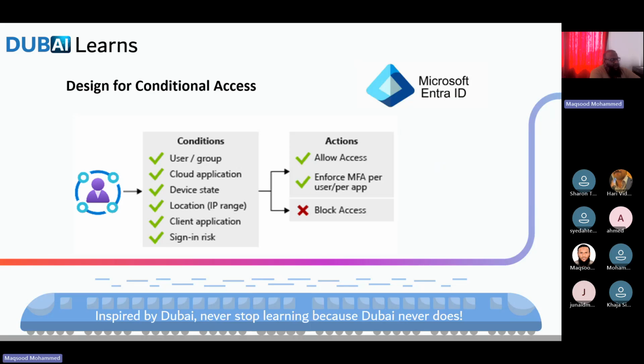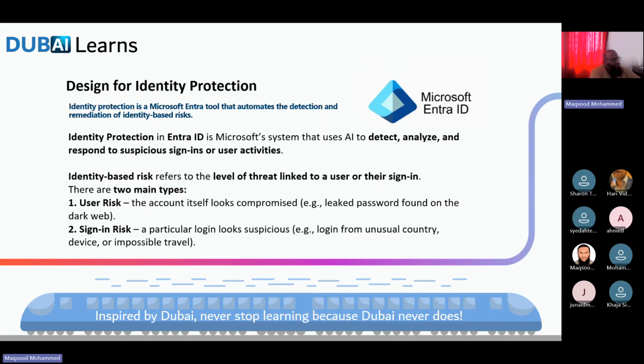So if you have your entire Entra ID, you can design your Entra ID with specific conditions and actions. Conditions can be a specific user or group, a cloud application, device state of the device, location, which actually binds to the IP range, client application, sign-in risk, and the action you can perform: allow access, enforce MFA, or you can block access. We'll have some labs to cover and understand this.